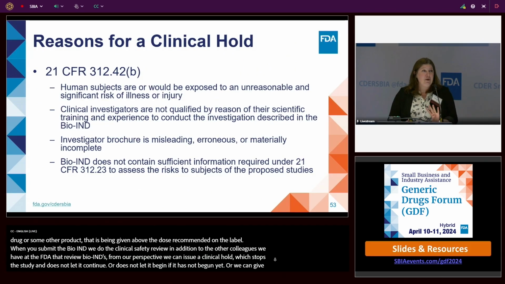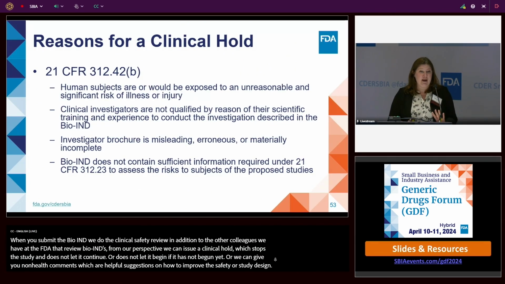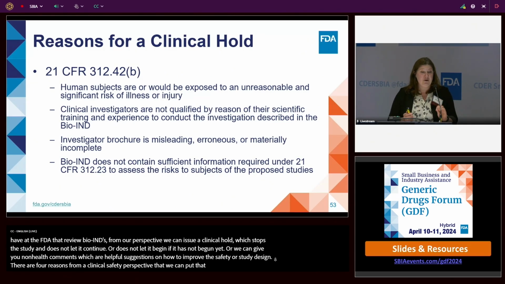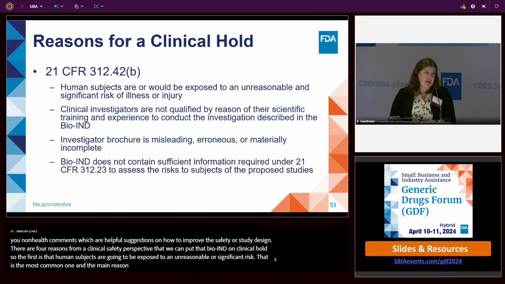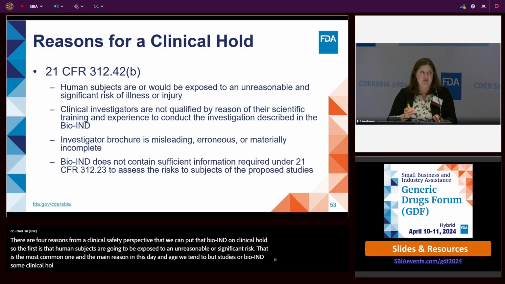There are 4 reasons from a clinical safety perspective that we can put that Bio-IND on clinical hold. The first is if human subjects are going to be exposed to an unreasonable or significant risk. That's actually the most common one. That's the main reason in this day and age that we tend to put Bio-INDs on clinical hold. The other 3 are fairly easily avoided with some due diligence.